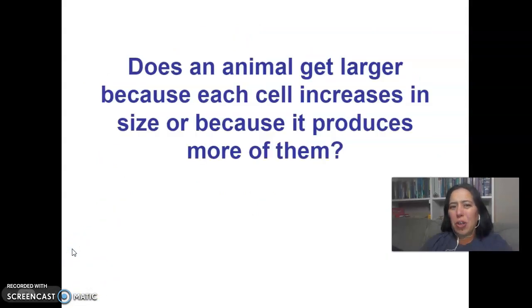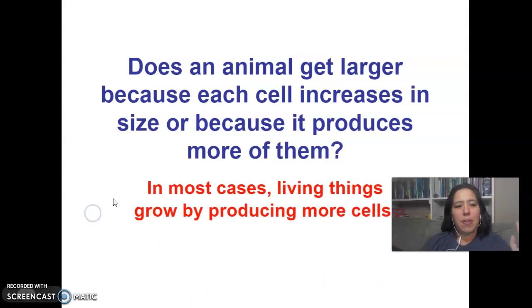Does an animal get larger because each cell increases in size or because it produces more of them? Hopefully you recall from our first unit that an elephant is not bigger than a mouse because it has bigger cells, but rather because it has more cells. So in most cases, living things grow by producing more cells.